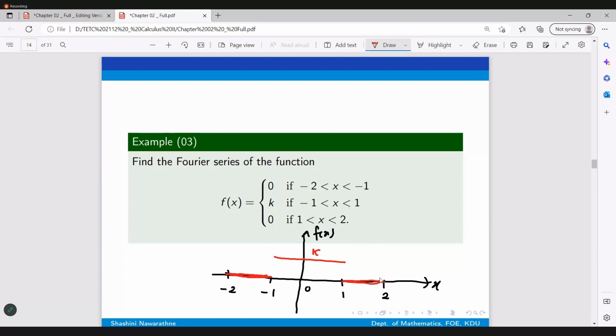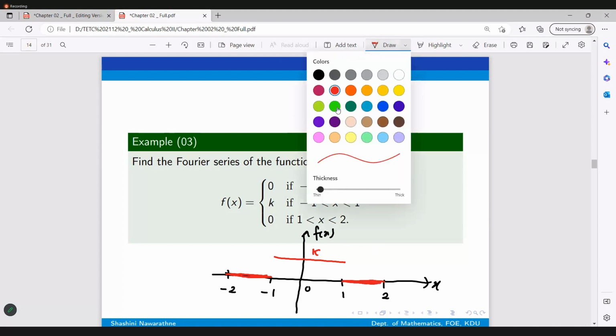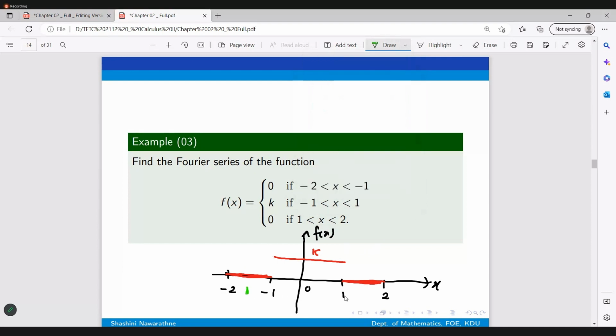Now we have to check the period. What is the period for this one? From minus 2 to minus 1, how many units? 1 unit. The second part, minus 1 to 1, how many units? 2 units. 1 to 2, again 1 unit. So what is the period then? P equals 1 plus 2 plus 1, which is 4. If we consider P equals 2L, then L equals 2 here.